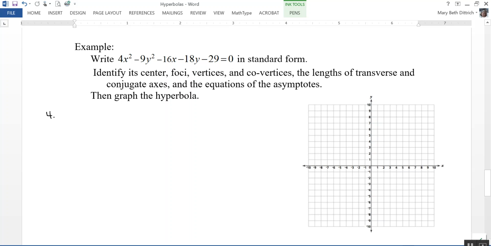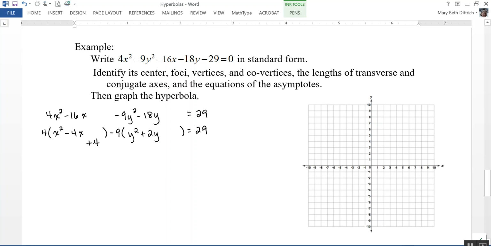So I'm going to group together my x terms, group together my y terms, and move my constant to the other side of the equal sign. I'm going to complete the square for x and y, and in order to do that, I need to factor out my coefficient of x squared and y squared. Now be careful when I'm factoring out a negative 9. That's going to leave me with a positive 2y. And then completing the square, I will add a 4.